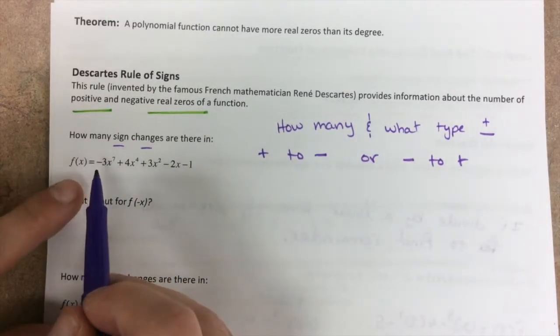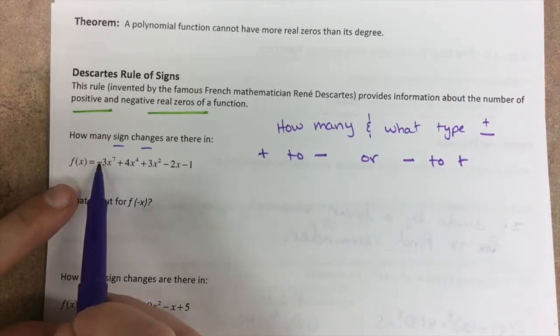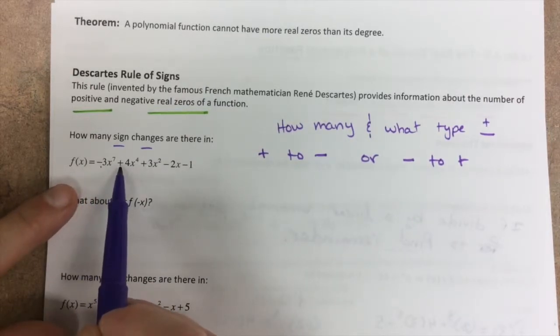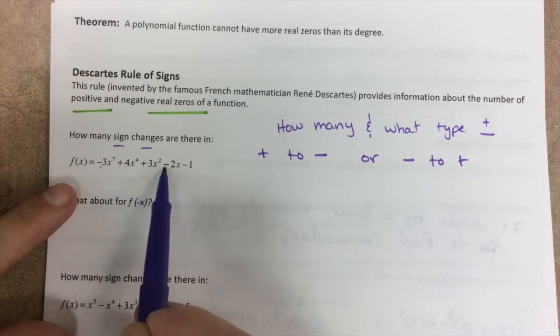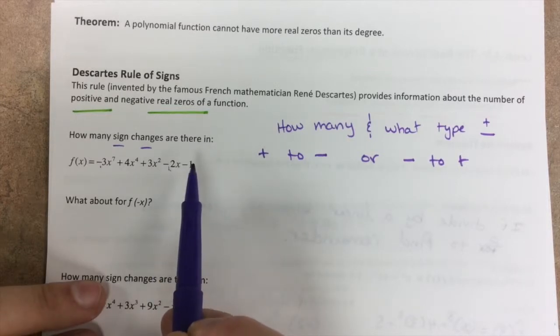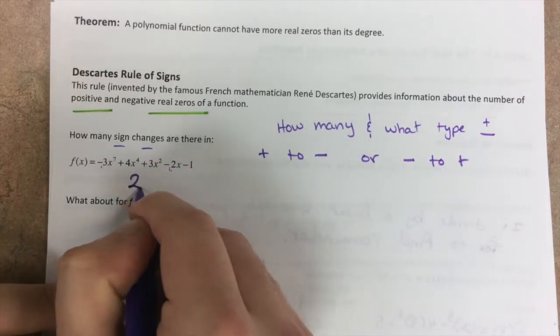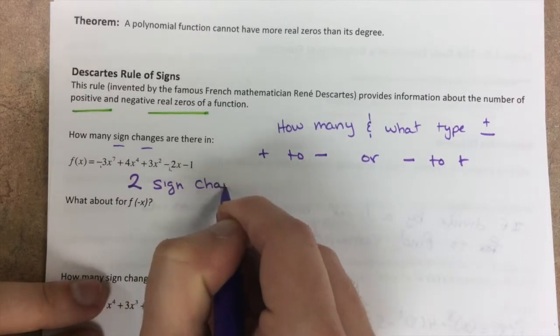So if we just look at our function as a whole, how many sign changes are there? So we go from negative to positive, so that's 1. Positive to positive, that doesn't change. Positive to negative, that's 2. And then negative to negative, so that doesn't change. So there are 2 sign changes.